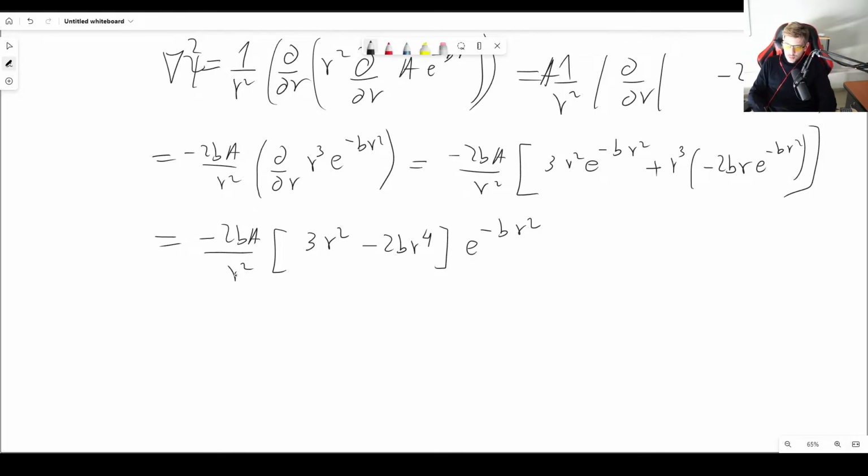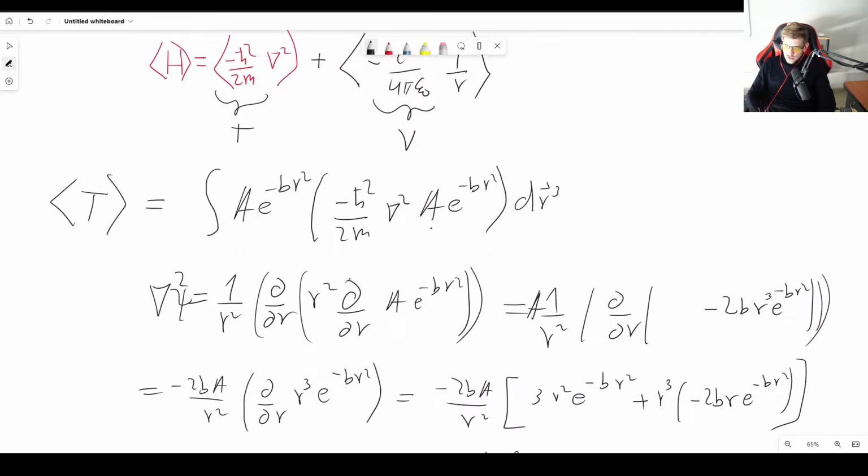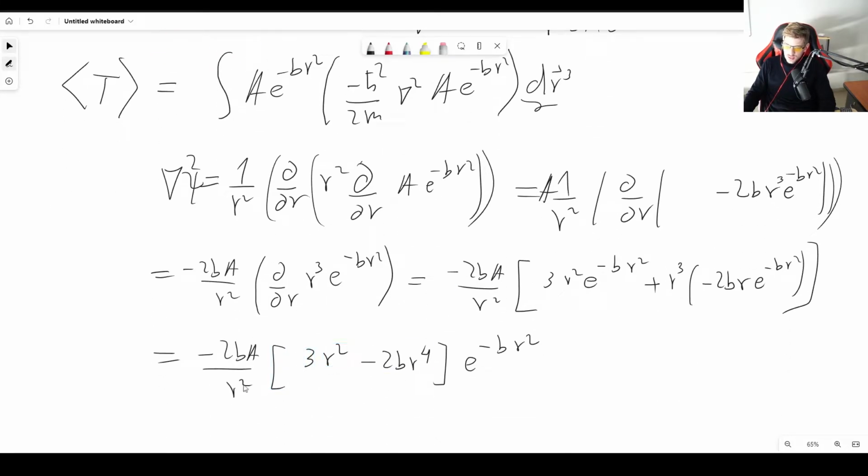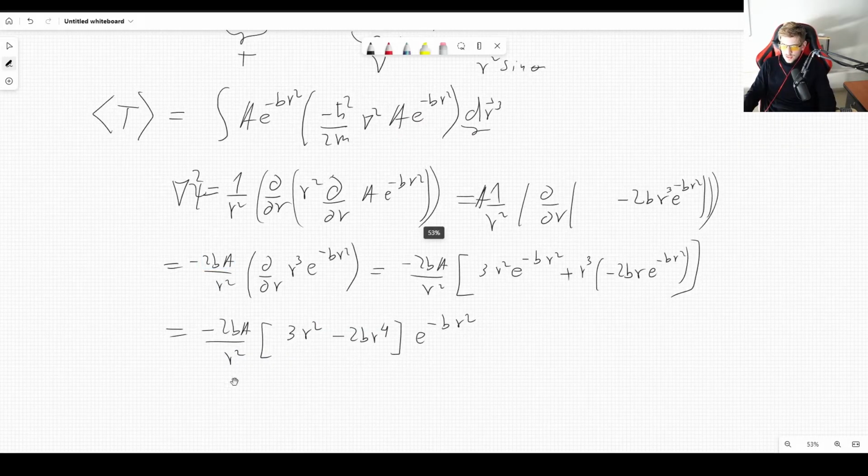We could multiply in this r squared, but we are going to have another r squared from the d3r, from r squared sine theta. So those two r squareds are just going to cancel out. So it doesn't really matter. You can multiply through, but it's going to be the same. I just like to let this one cancel out right away.